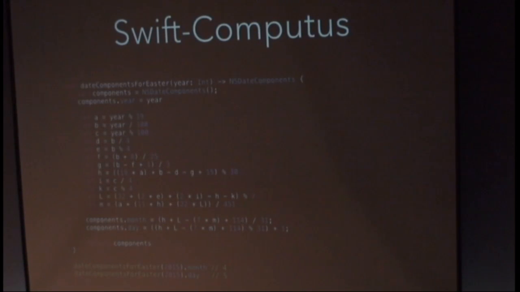Now, if you wanted to write this in Swift, it's pretty similar. Just going to use lots of lets because those values aren't going to change. We've got our components. We put the year in, we compute the month, compute the day, and return it. And if you call it, we'll do 2015 this time, you get April 5th. So pretty straightforward.